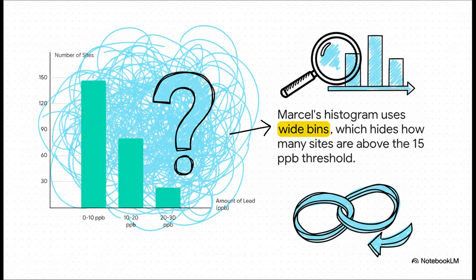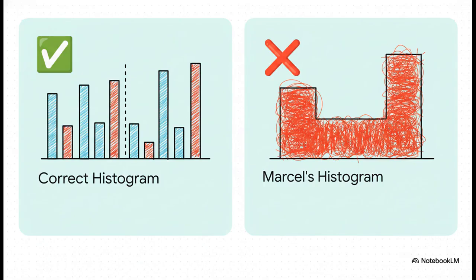Our all-important 15 ppb threshold is now just lost, swallowed up somewhere inside that huge bar. You can't see it anymore. I mean, when you put them side by side, the difference is just night and day. The correct histogram, with its carefully chosen bins, isolates and reveals the problem. Marcel's histogram, with its wide, clumsy bins, hides it in plain sight. You literally cannot tell how many sites are above 15 ppb. This is a masterclass in how to lie with data.